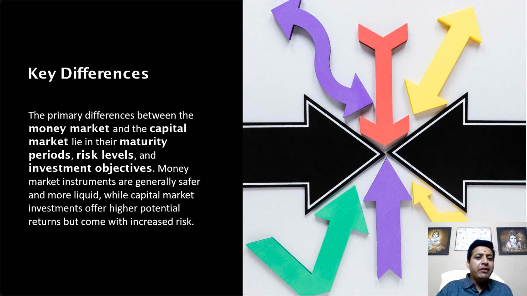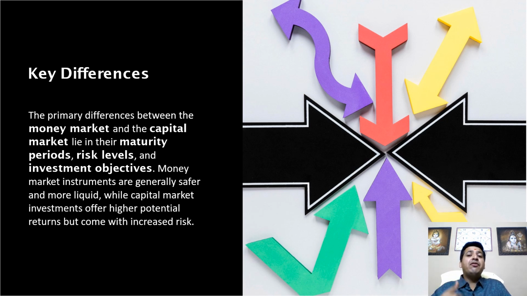And regarding your investment objectives, if you have an amount, you have to think about what your objective is, and that way select your particular option. Either go for money market instruments, which are generally safer and more liquid. So you go for the money market because it is safer and you will get the liquidity faster. But for higher potential returns, with certain or higher risk, you always think about the capital market.